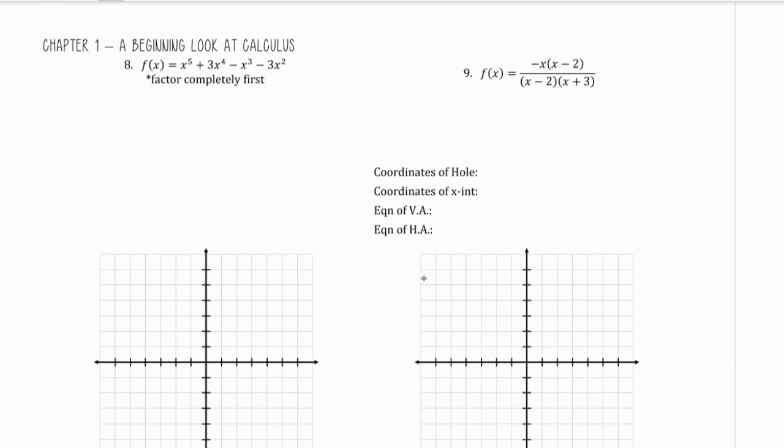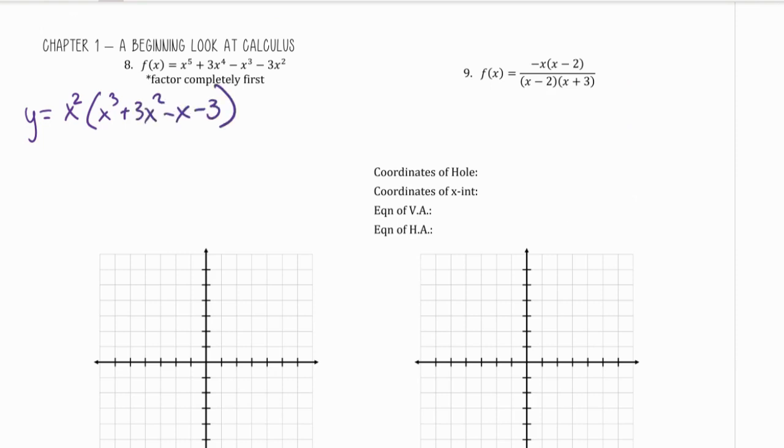You might need to use synthetic division to test zeros along with the rational root theorem. But you should always try factoring first because that's going to be a lot quicker. I noticed that I have 4 pieces and they all have an x squared in them, so I'm going to go ahead and factor out an x squared. That's going to be x to the third plus 3x squared minus x minus 3.